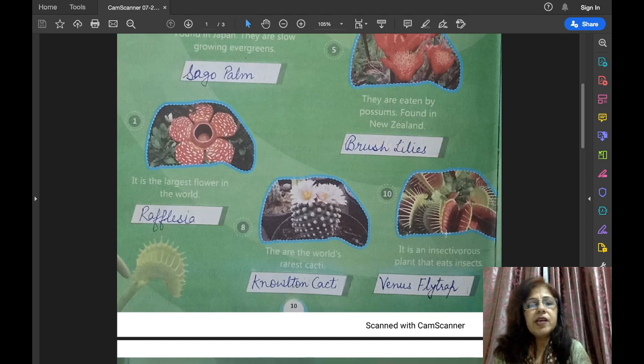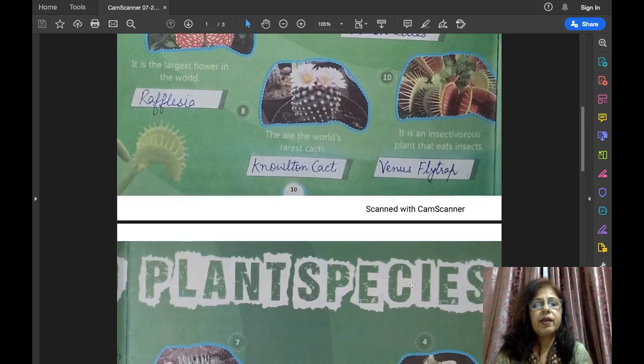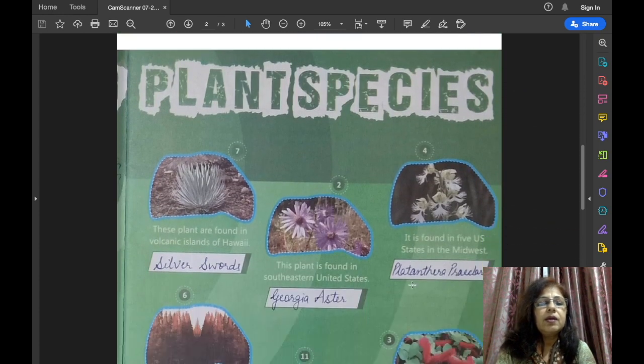Next is Venus flytrap. It is an insectivorous plant that eats insects. So this is a plant that eats insects. That is why it is insectivorous and its name is Venus flytrap. Now these plants are found in volcanic islands of Hawaii, and the name of these plants is silver swords.